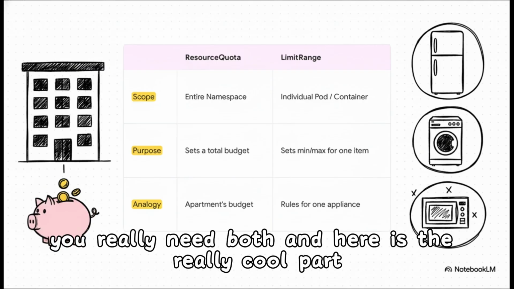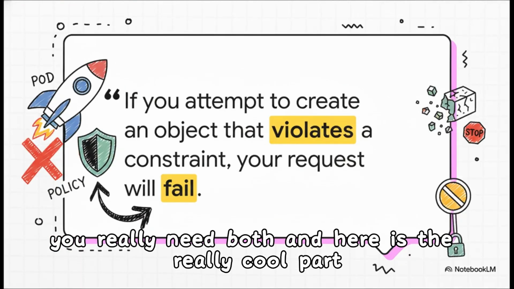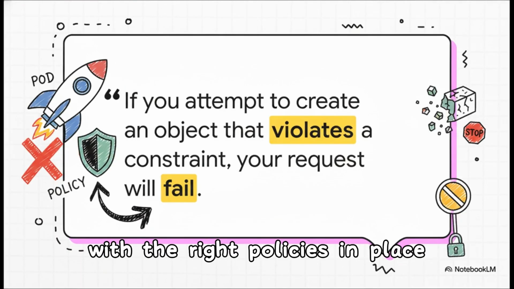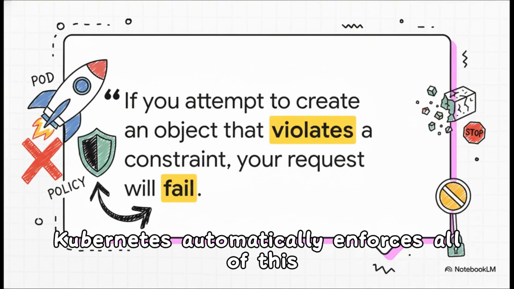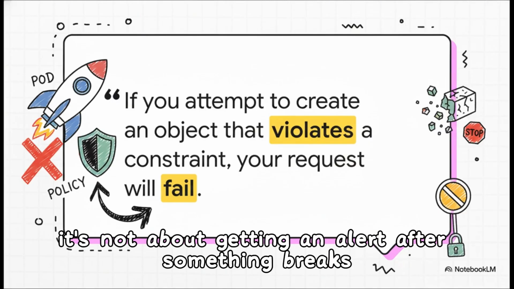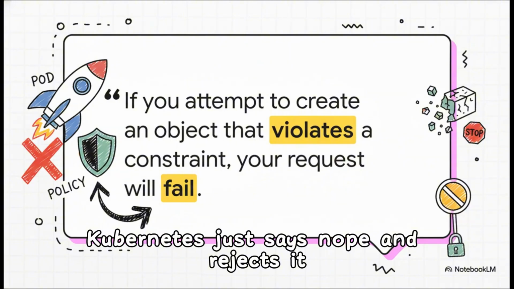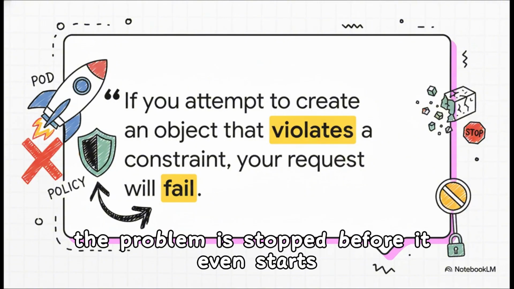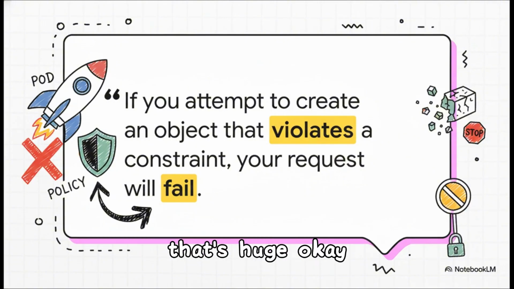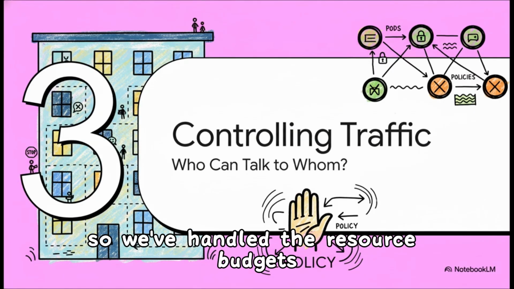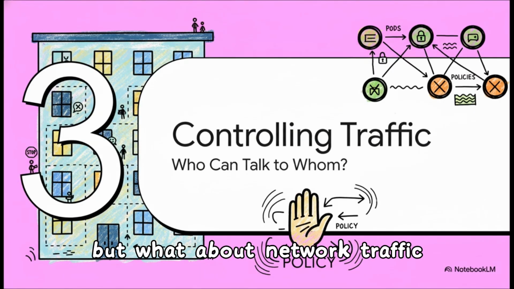You really need both. And here is the really cool part. With the right policies in place, Kubernetes automatically enforces all of this. It's not about getting an alert after something breaks. No, if you try to deploy something that breaks the rules, Kubernetes just says, nope, and rejects it. The problem is stopped before it even starts. That's huge.